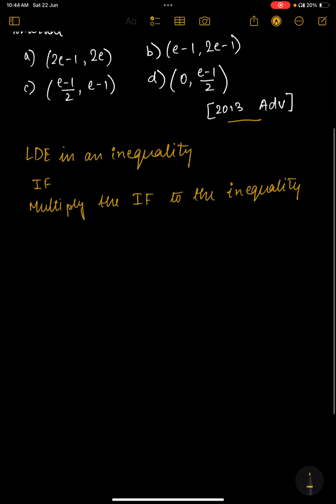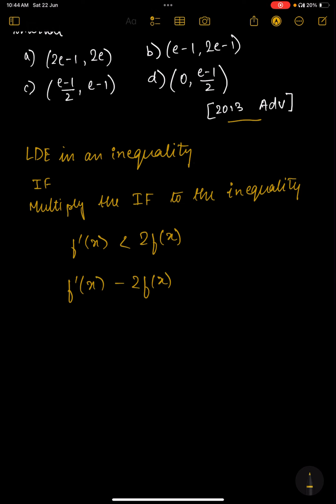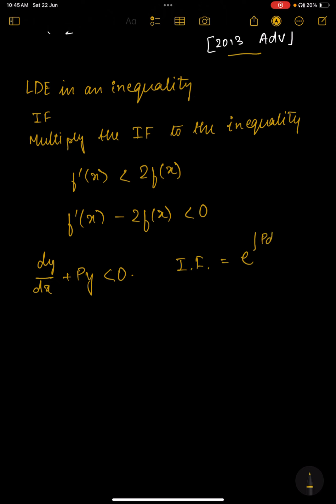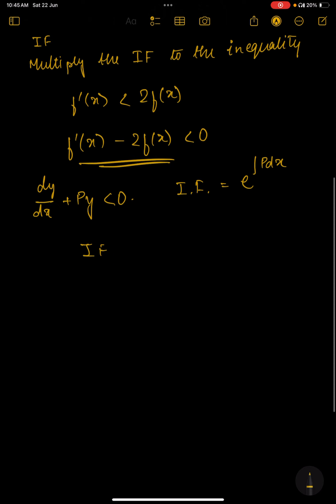We are given that f'(x) is less than 2f(x). So I'll bring it to one side: f'(x) minus 2f(x) is less than 0. Now this is of the form dy/dx plus Py less than 0. The integrating factor of this will obviously be e to the power integral of P dx. So the integrating factor is e to the power integral of minus 2 dx, and very easily we can integrate to get e to the power minus 2x.